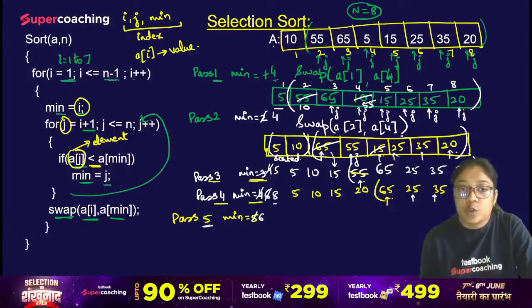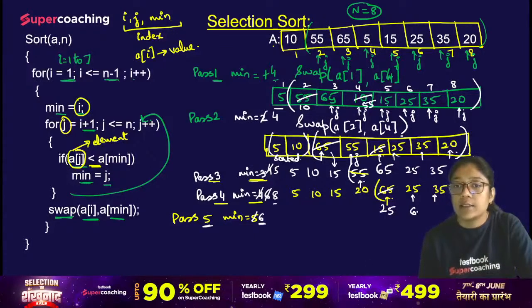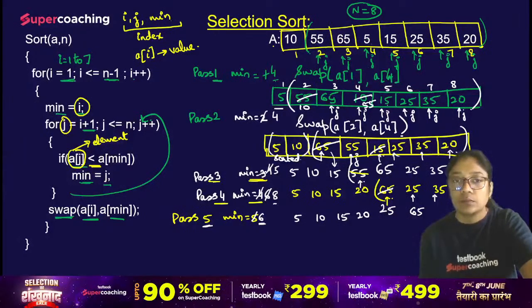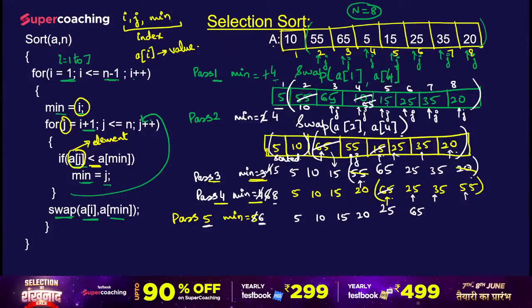So swap the fifth position element with the sixth position element. These two elements will be swapped. Here we'll get 25 and 65. बाकी सब कुछ same आ रहा है, 5, 10, 15 and 20. This will be coming as it is, 35 and 55. By the end of pass 5, the first 5 elements are sorted.